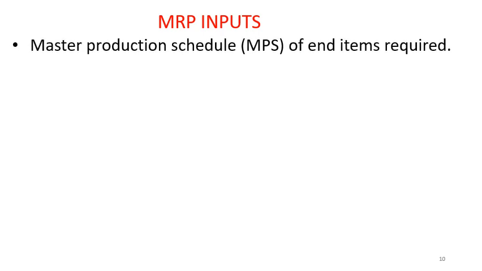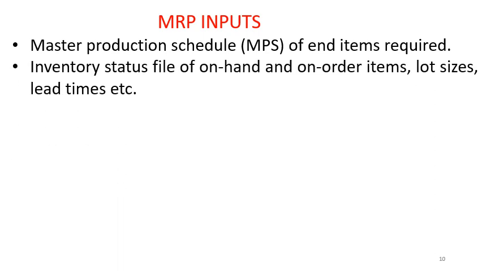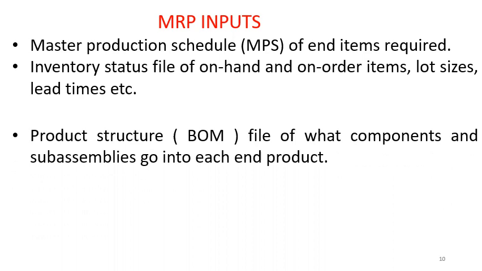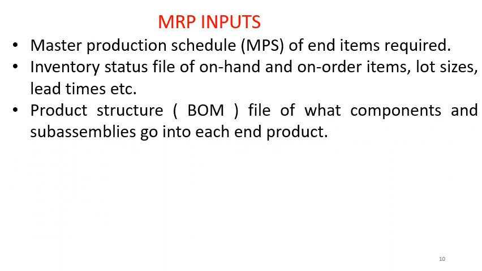Let us see what are some of the MRP inputs. One input of MRP is the master production schedule of end items, MPS of the end items, inventory status file of on hand and on order items which will determine the lot sizes, lead times, etc. Product structure, BOM or the bill of materials file of what components and sub-assemblies go into each product. So a major input of MRP is the master production schedule of the end items. The production schedule of each one of these components, end items are required. So that becomes the input to MRP because the timing is important here.